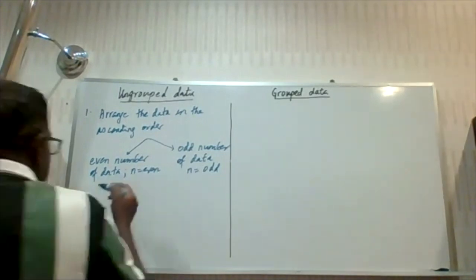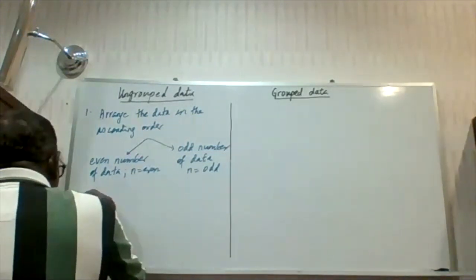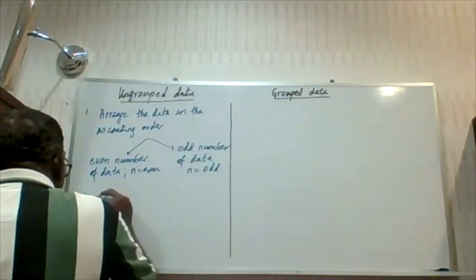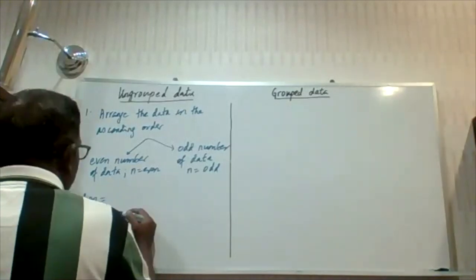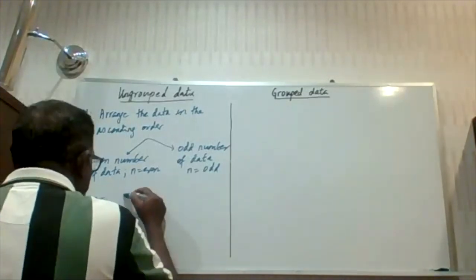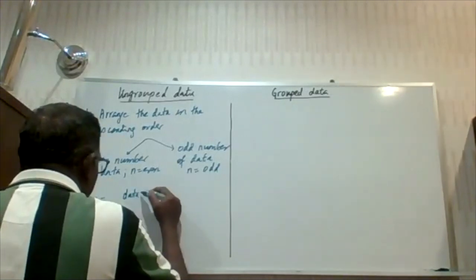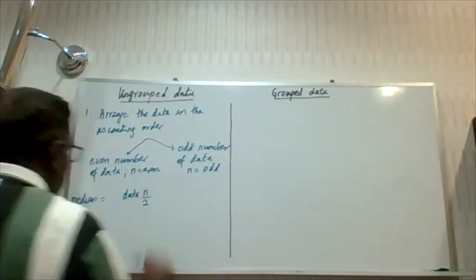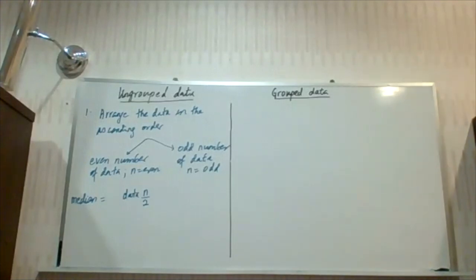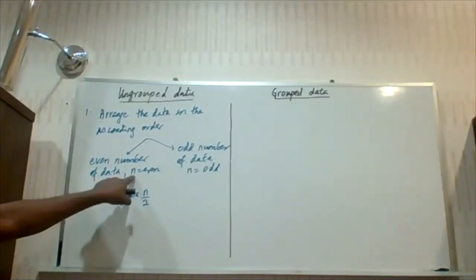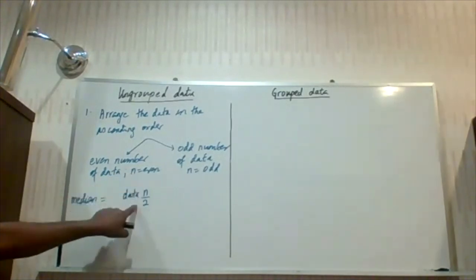So in the case it's an even number, your median equals to, all right, you find data n over 2. That means if this n is 20, 20 divided by 2, you find the 10th data.